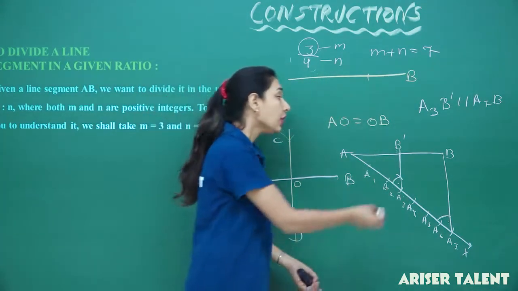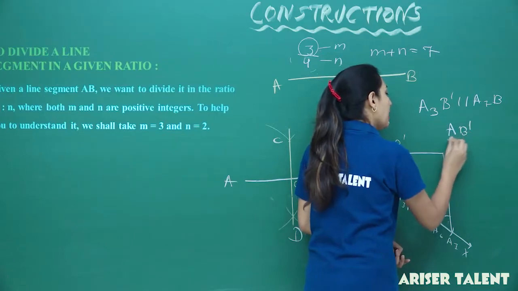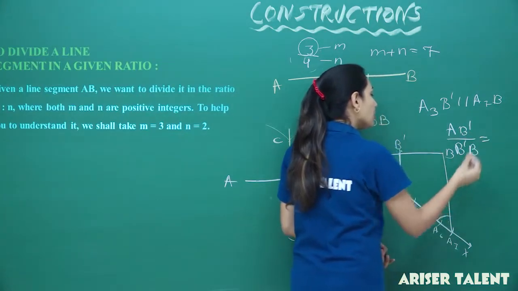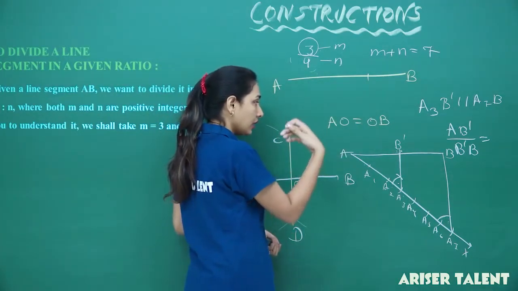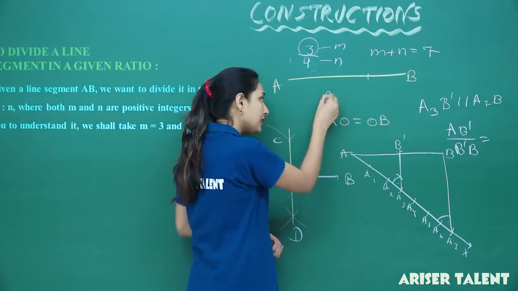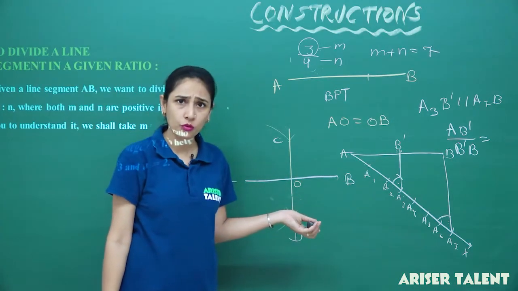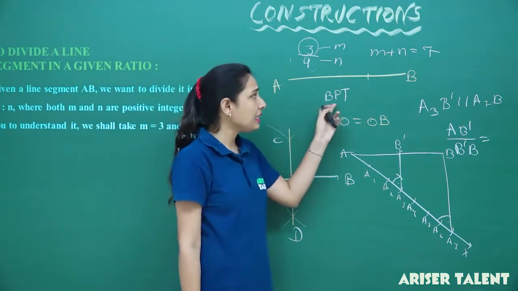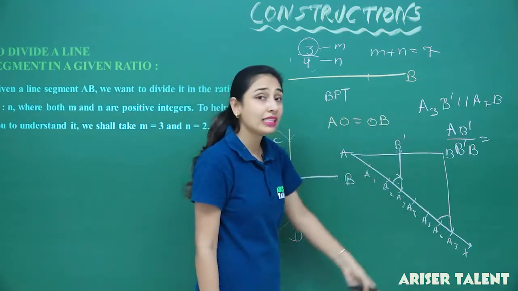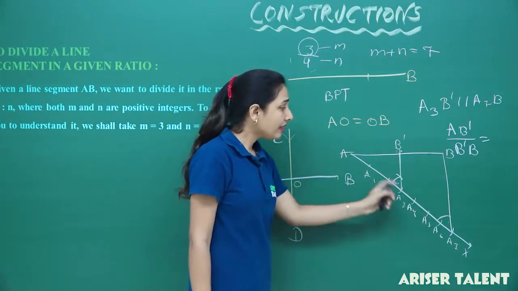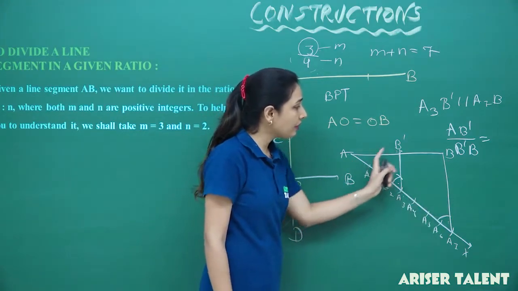So A3 B dash and A7 B will be parallel. Now AB dash and B dash B is equal to what? You have learned that theorem, BPT. Tell me, in the very first or second chapter I have told you, right? That was the basic proportional theorem, also known as Thales theorem. If these two lines are parallel and two lines are cutting them, then this ratio will be equal to this ratio.